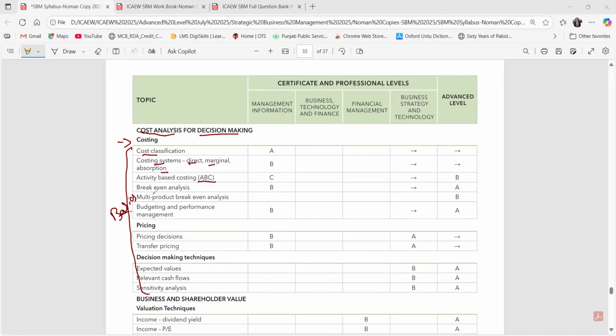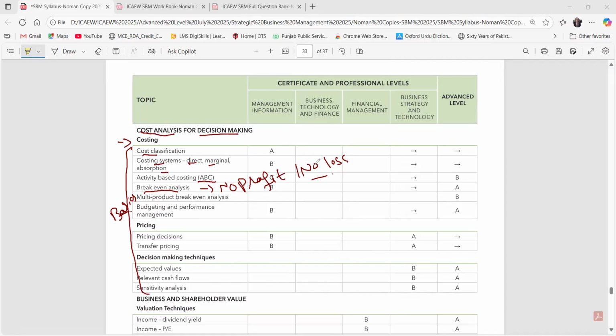Then we talk about break-even analysis. What is break-even analysis? Break-even means no profit, no loss. So break-even point would be a point at which any business would not be having any profit or any loss, basically. So that is called break-even.